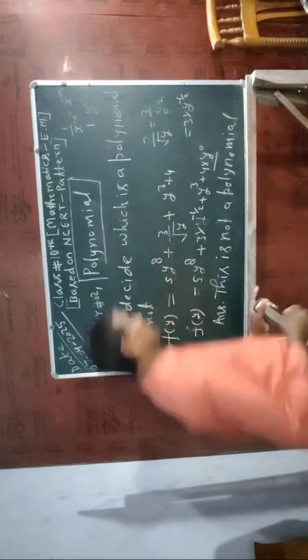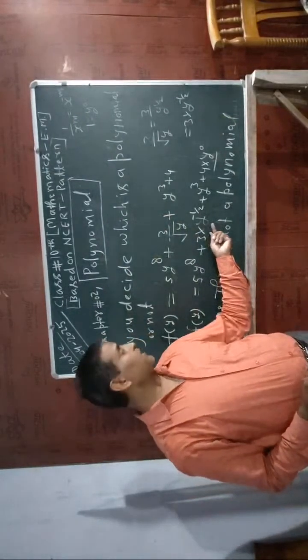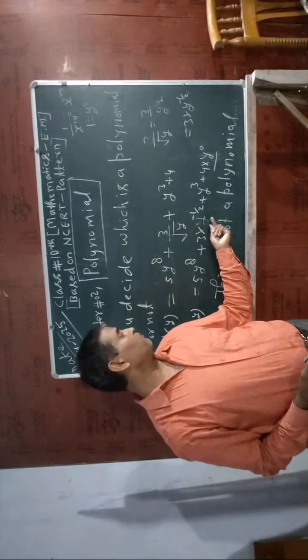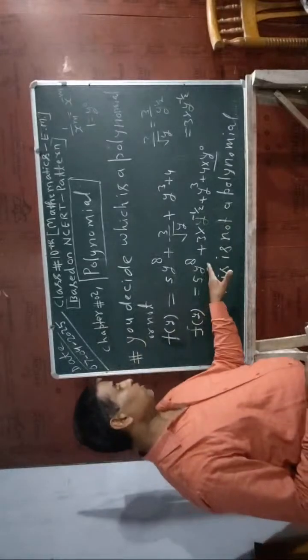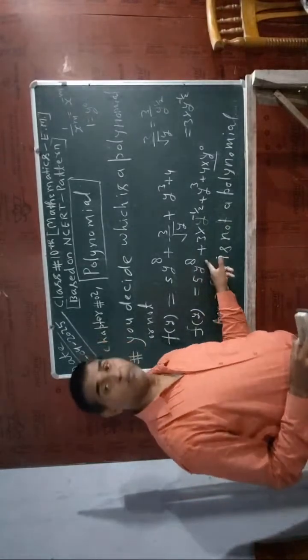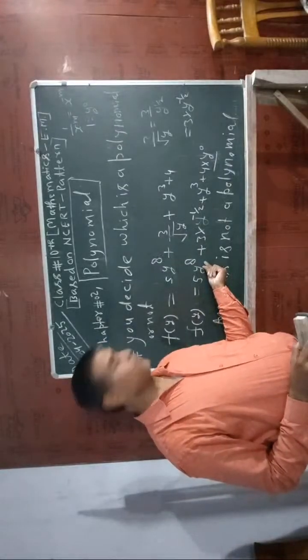This is not a polynomial. This is not a polynomial because some term has a negative power of the variable. The power of the variable will be positive, and the maximum power of the variable will be the degree of the polynomial.